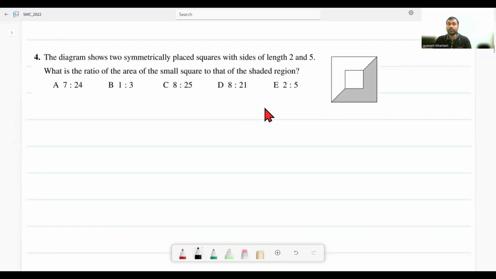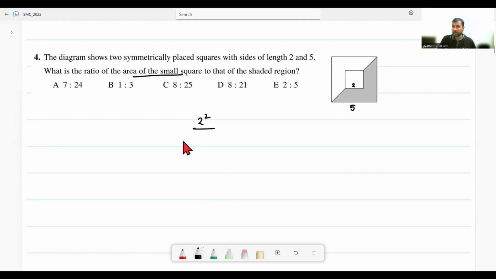Okay. Question number 4. The diagram shows two symmetrically placed squares with sides of length 2 and 5. What is the ratio of the area of the small square to that of the shaded region? So this is 2, this is 5. So the numerator is going to be 2 squared, right? Because the area of the smallest square is 2 squared.